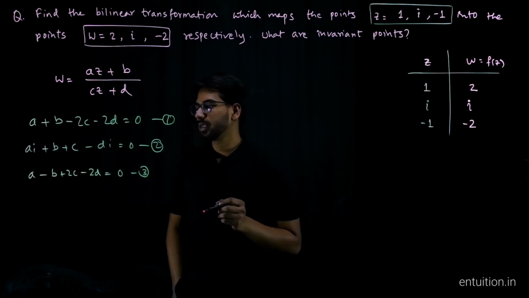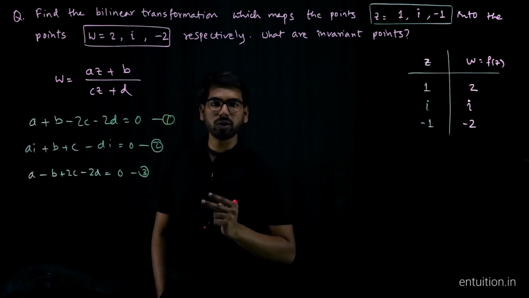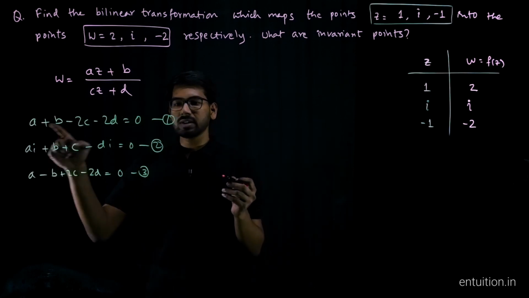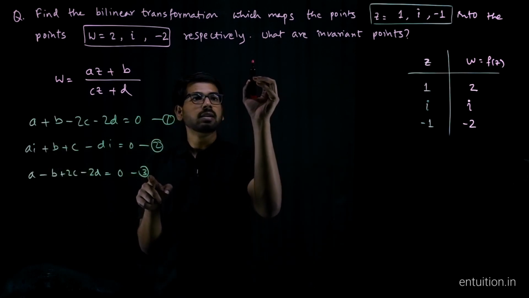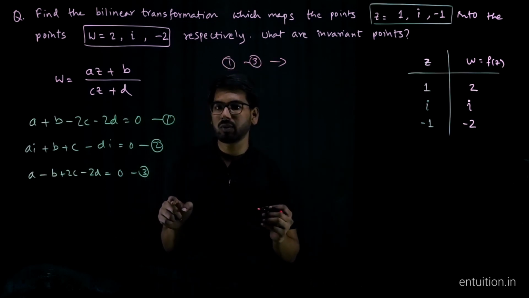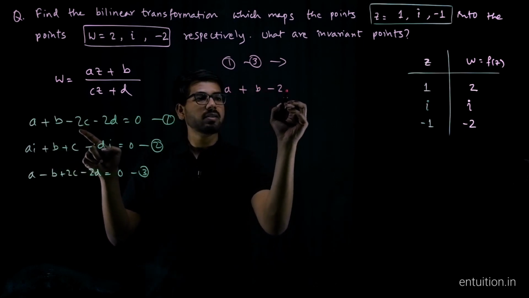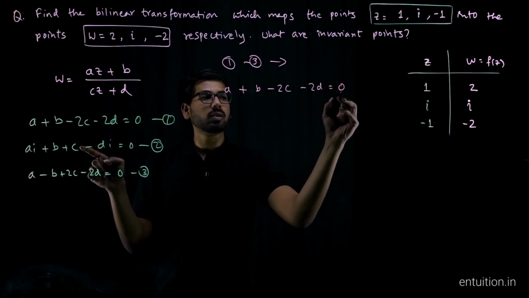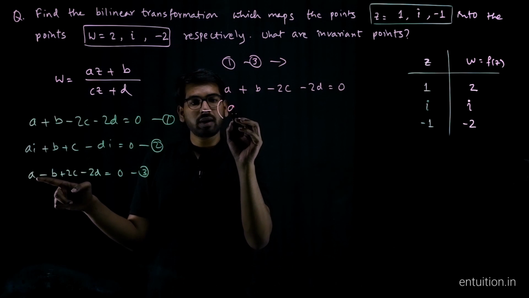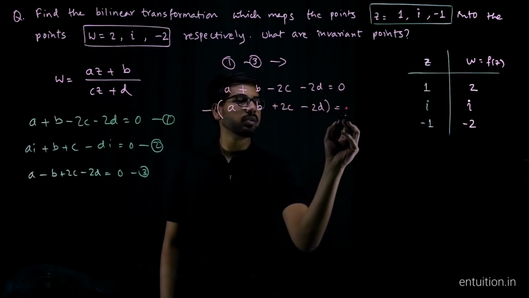Okay, so the next step is eliminating one of the unknowns from these three equations and getting two more equations with just the three unknowns. How do we do that? First, let us subtract 3 from 1. So 1 minus 3 will give us: equation 1 is a plus b minus 2c minus 2d equal to 0, minus equation 3, which is a minus b plus 2c minus 2d equal to 0.